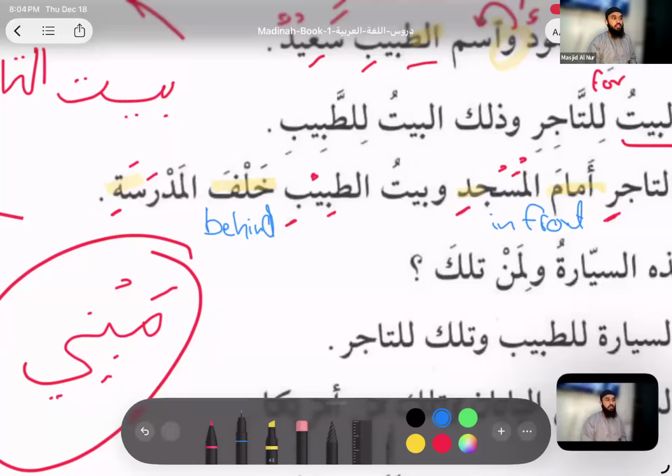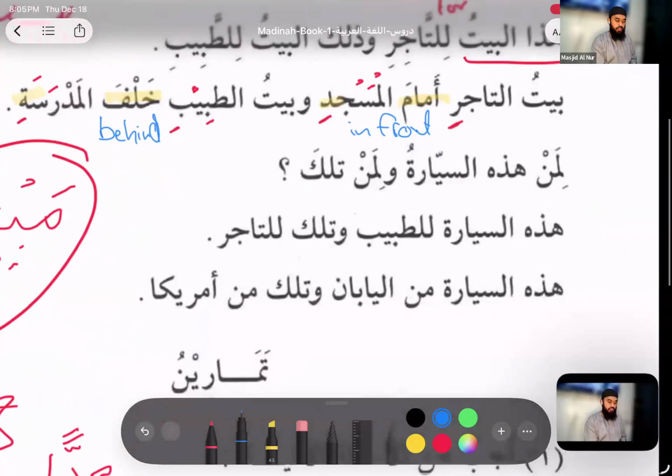Now let's use someone else. Let's use Fatima. Let's say Fatima is in front of the house. No, the question is, Aina Fatima? Where is Fatima? Now tell me she is in front of the house. Hiya amam al-baytu. Bayti. Don't forget that. That changes. Correct. Hiya amam al-bayti. Good job. Alhamdulillah. Let's finish this off, inshallah.